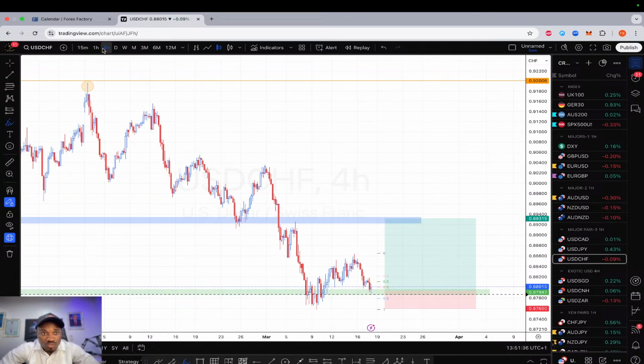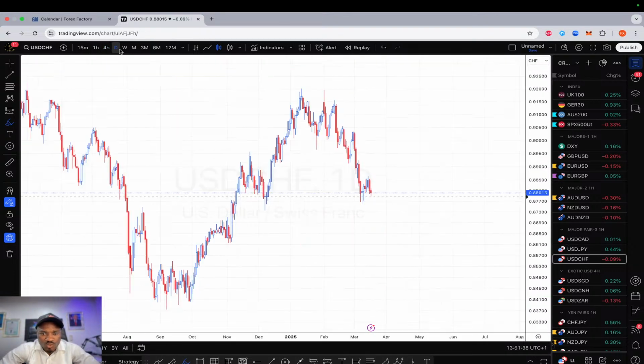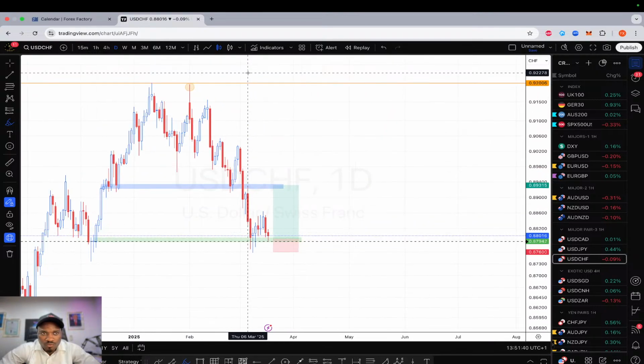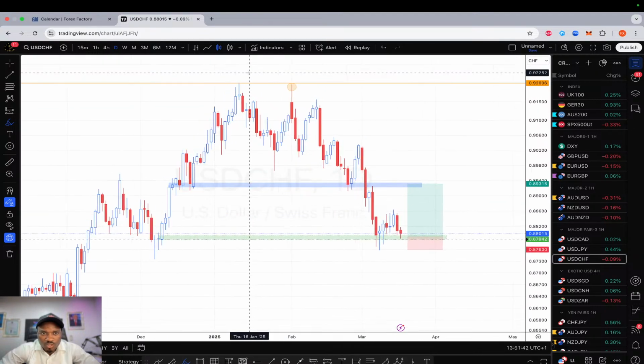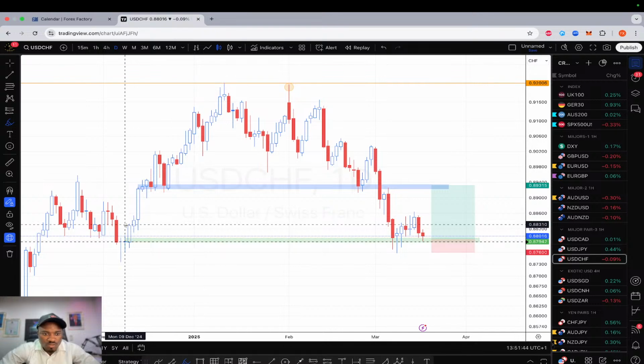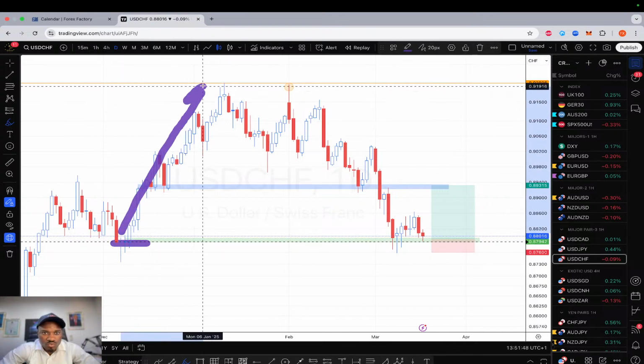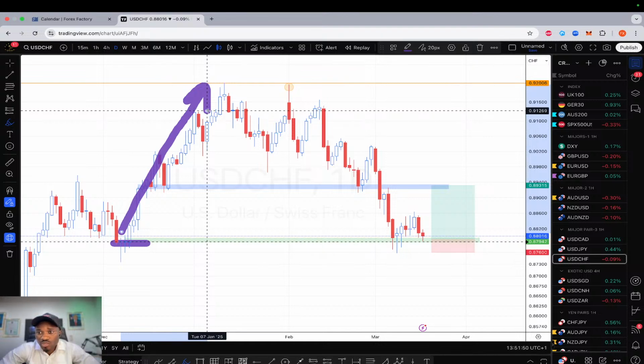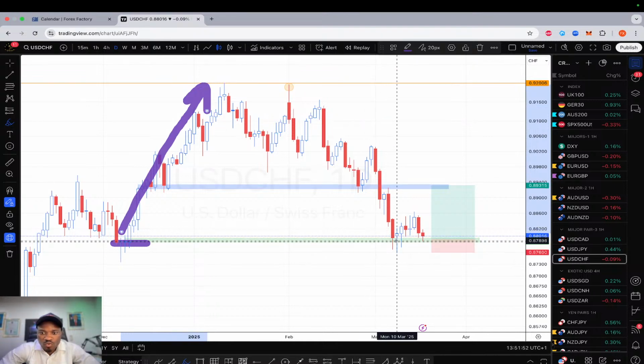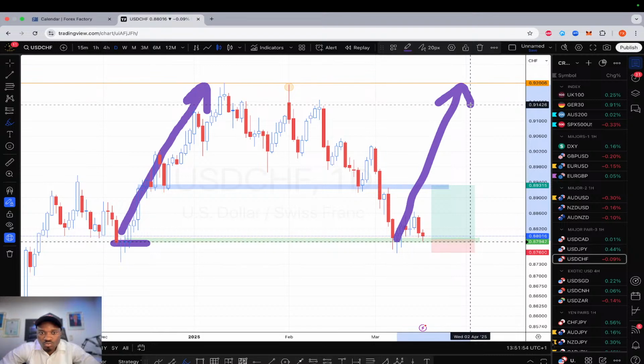USD Swiss is currently trading at a possible demand zone from the day chart. You can see on the day chart we got a demand here. You can see how it rotated price to the upswing to 0.92006. So it's likely we might have another rotation to the upside.